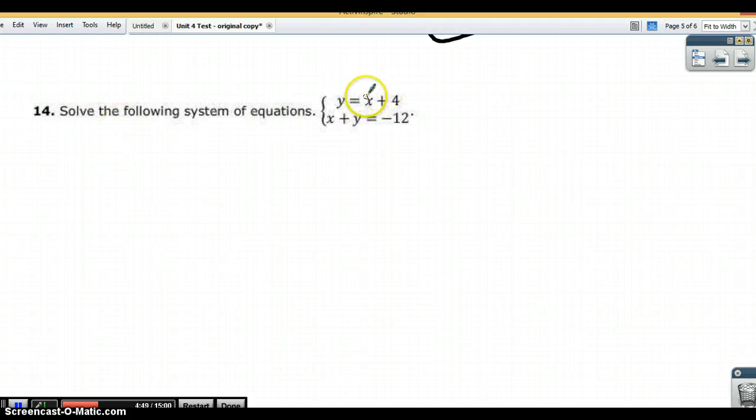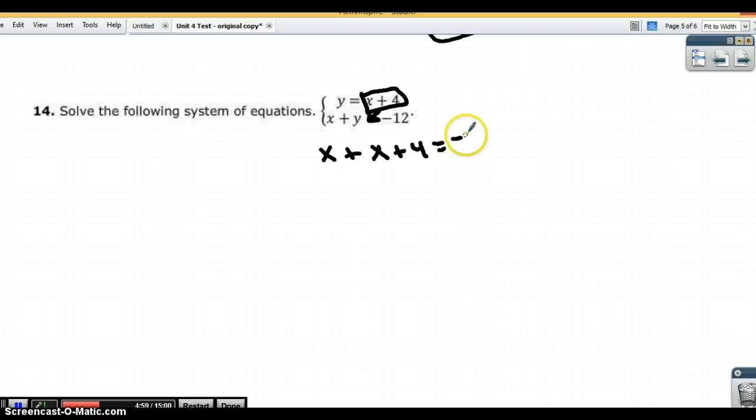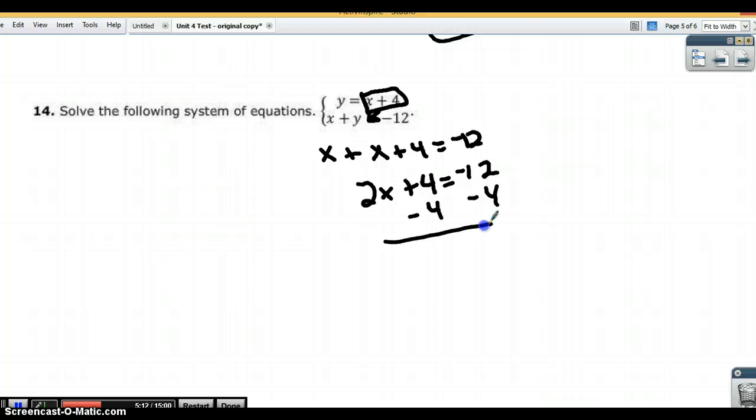So this one I would use substitution. So that would go in for y. So when I rewrite this one, it's x plus, and then instead of y, it's going to be x plus 4 equals negative 12. Alright, so x plus x is 2x plus 4 equals negative 12. Subtract 4. You get 2x equals negative 16. Divide by 2, and x is equal to negative 8.